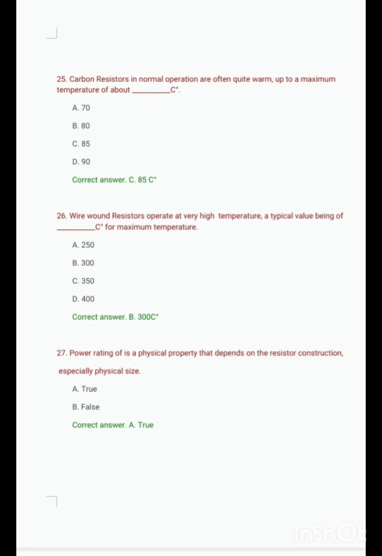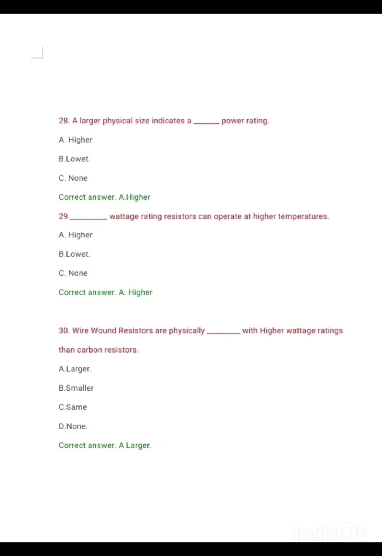27. Power rating is a physical property that depends on the resistor construction, especially physical size. A. True, B. False. Answer: A, true. 28. A larger physical size indicates the core power rating. A. Higher, B. Lower, C. None. Answer: A, higher. 29. Resistors with higher wattage rating can operate at higher temperatures. A. Higher, B. Lower, C. None.